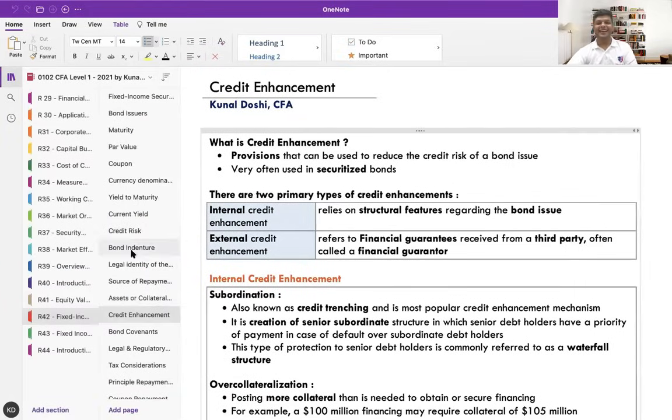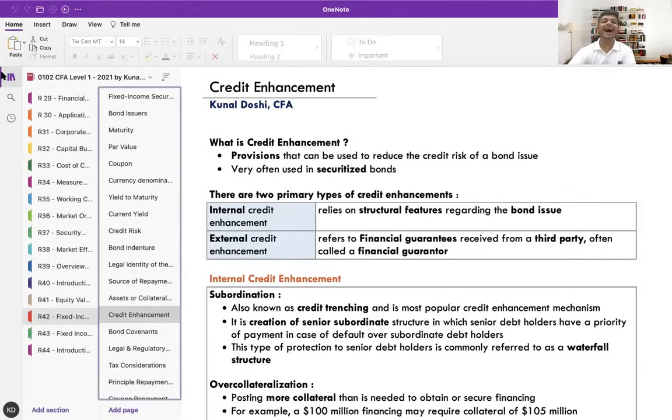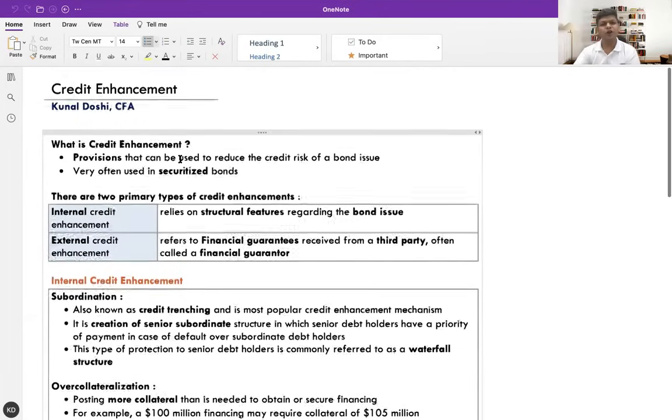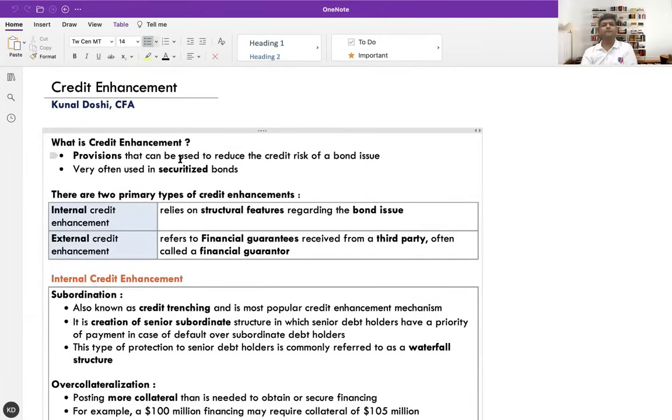Anyways, collateral. And now the next thing is credit enhancement. What do you mean by enhancement? Enhancement means a boost or a push, right?